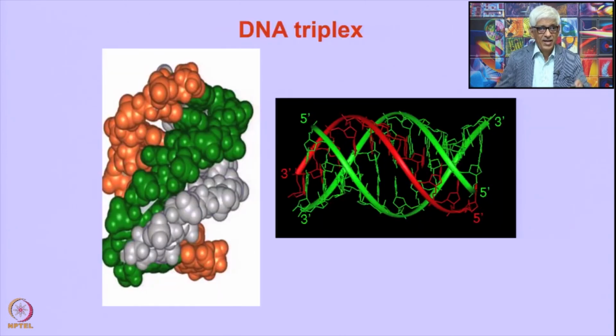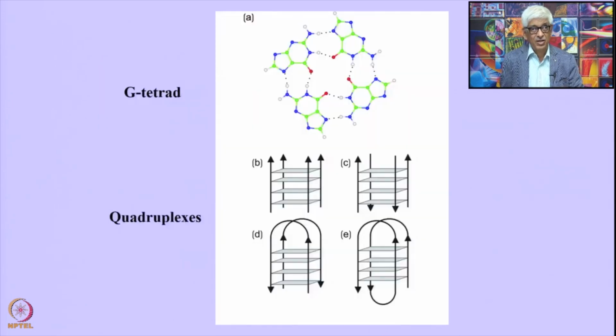Okay. So typically how does the DNA triple helix look? The green one is a normal duplex, and the third strand comes in this major groove. Then you see the third strand is hydrogen bonded to the base pairs in the duplex, and this is the space filling model of the same structure. Such structures are possible in the quadruplexes. So the 4-stranded structures are possible here.